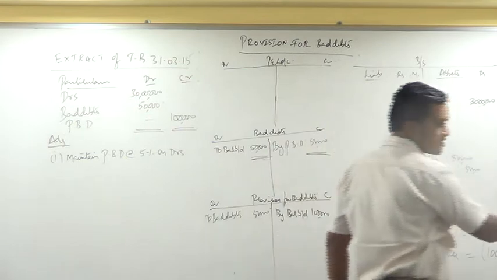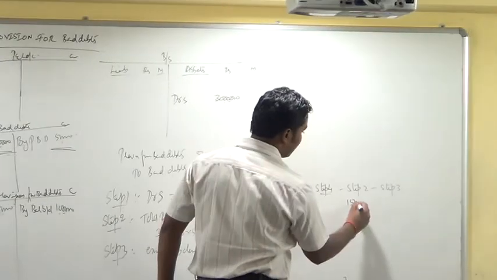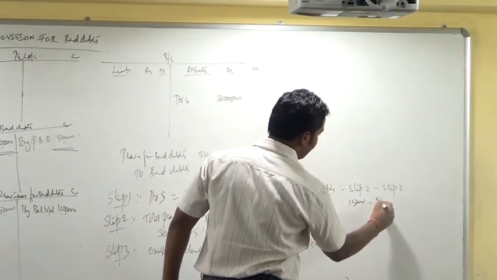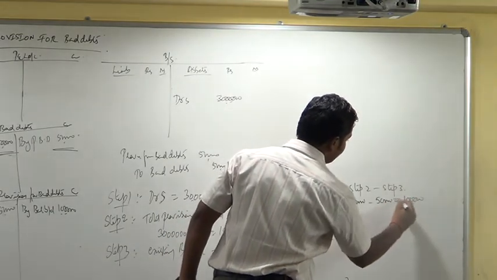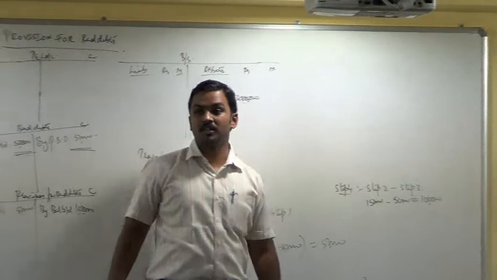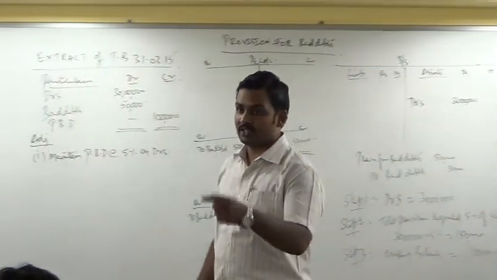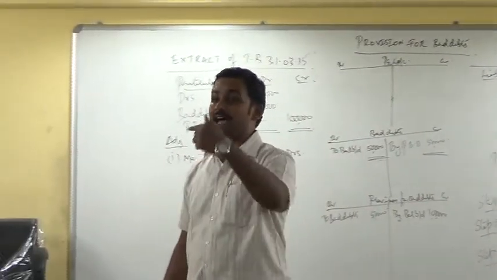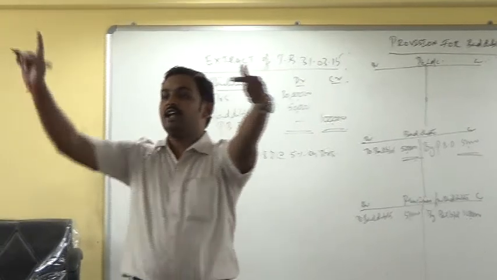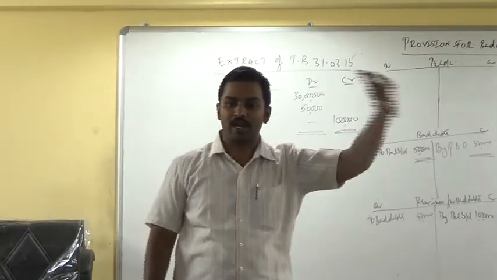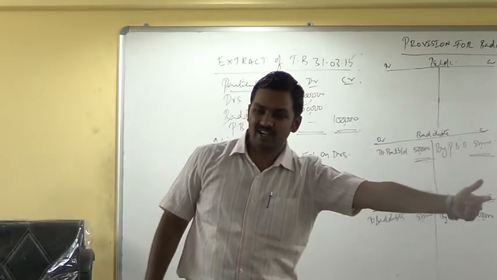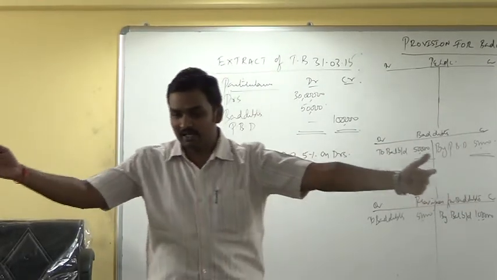Step 4, step 2 minus step 3. It is 1,50,000 minus 50,000. Answer is 1 lakh. Positive. I told you what do you mean by positive? If the answer is positive, plus means add to provision. Deduct from P&L. Provision account shows a credit balance. If you want to add it, provision account should be credited and P&L account should be debited.